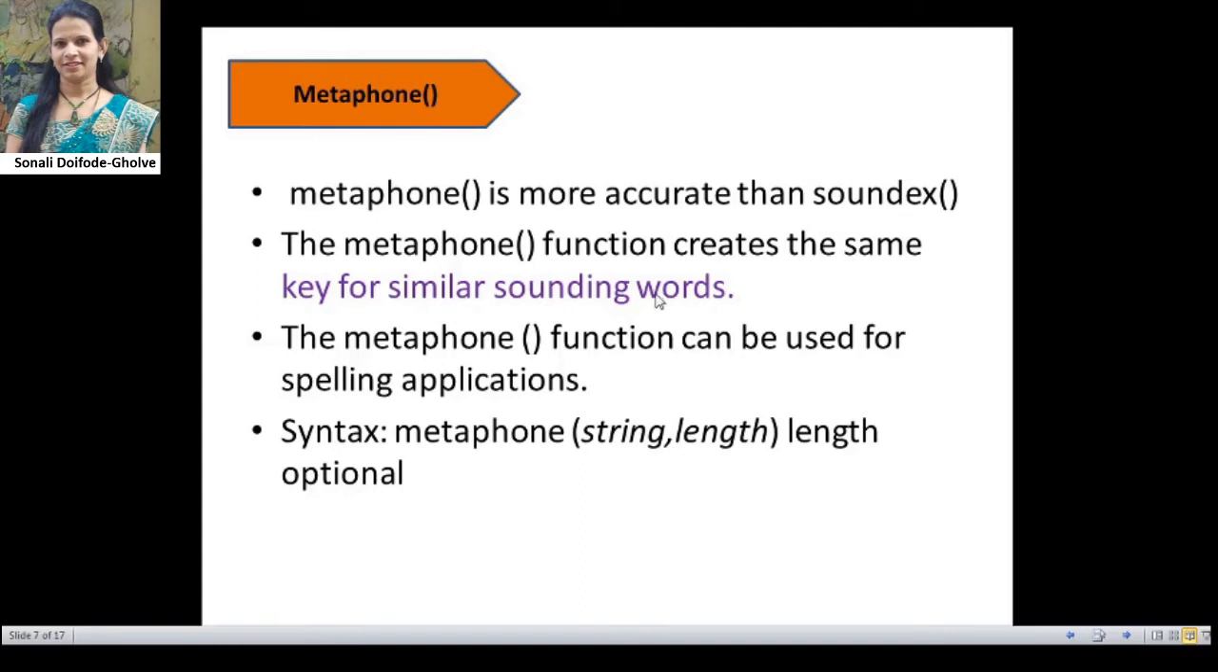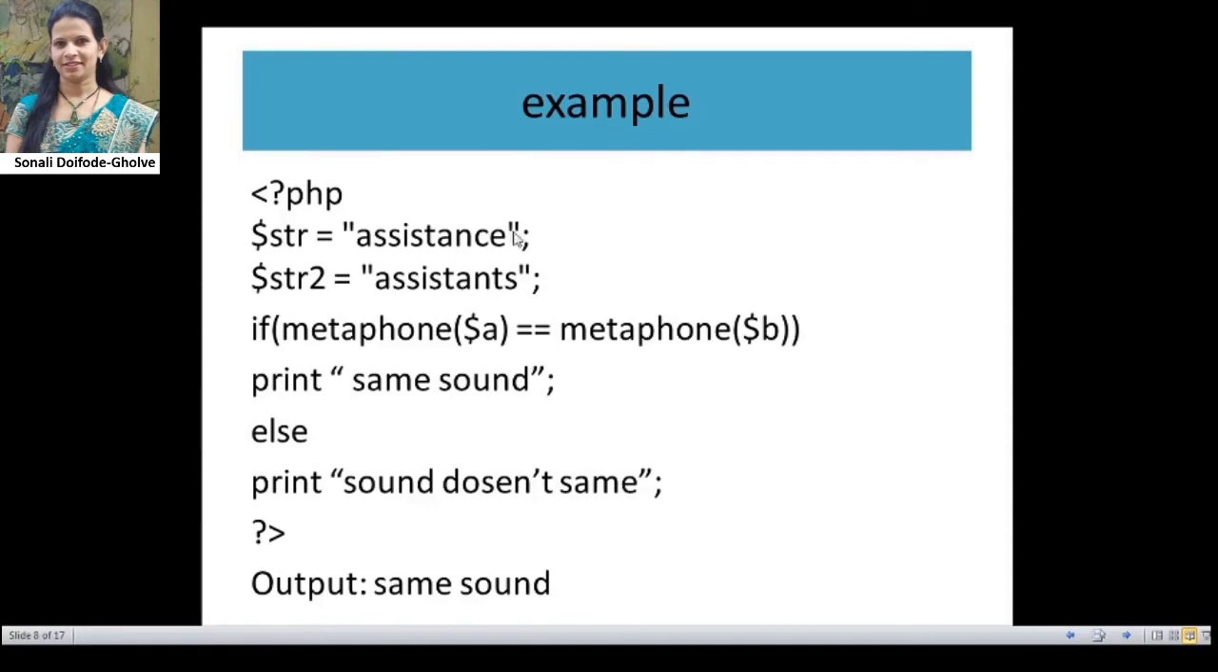Next is metaphone. Metaphone is more accurate than soundex. We are using metaphone for accuracy. The metaphone function creates the same key for similar sounding words, but soundex can create a different key depending on the pronunciation. The metaphone function can be used for spelling applications, and the syntax is metaphone(string, length). The length part is optional, but the string is the required part. Example, the same example we are using here.